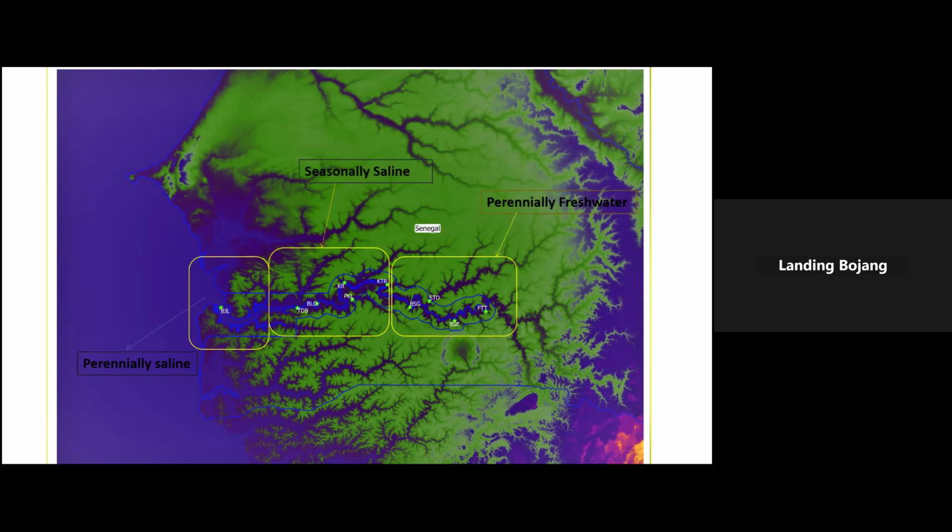When you look at the first one from the ocean, it's perennially saline. Throughout the year, there is salinity. And in the middle, this is seasonally saline. In some parts of the season, like in October, it will move towards the coast, and towards May, June, July, it will move upstream. This continues in an annual cycle, and then the last quadrant is perennially fresh. It means throughout the year, the water in this zone is always fresh. Next slide.